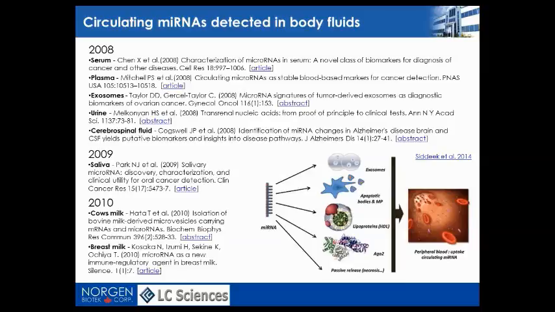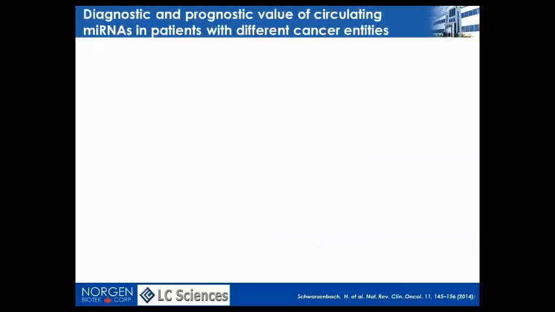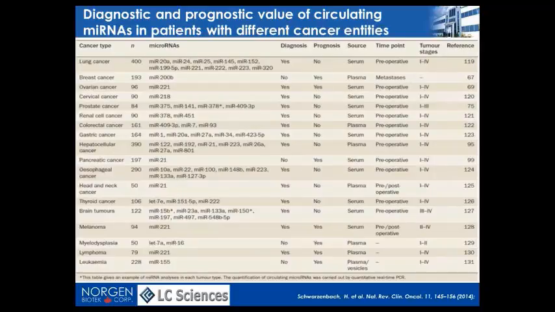I have highlighted here some publications that use different bodily fluids such as serum, plasma, urine, CSF, saliva, breast milk, and cow's milk for the discovery of specific microRNA or microRNA expression-based signature that can act as a potential biomarker for different diseases. Also, this table summarizes some of the differentially expressed microRNA with a diagnostic and prognostic value in patients with different cancer types.